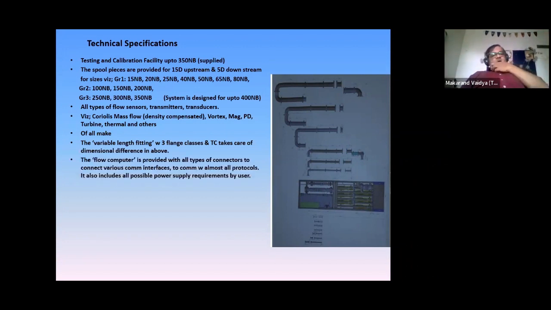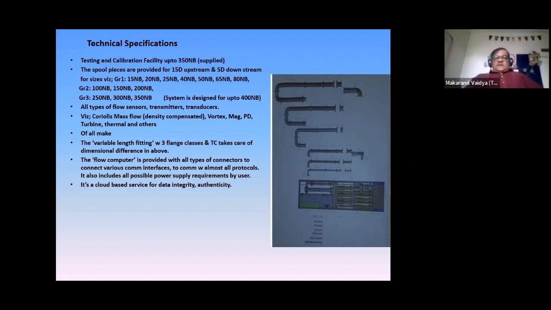The flow computer of ABB make was provided there with all types of connectors, interfaces, and protocols, and power supplies for the user requirement: 24 volt DC, 110 volt AC, 220 volt AC, etc. It was a cloud-based service for data integrity and authenticity.